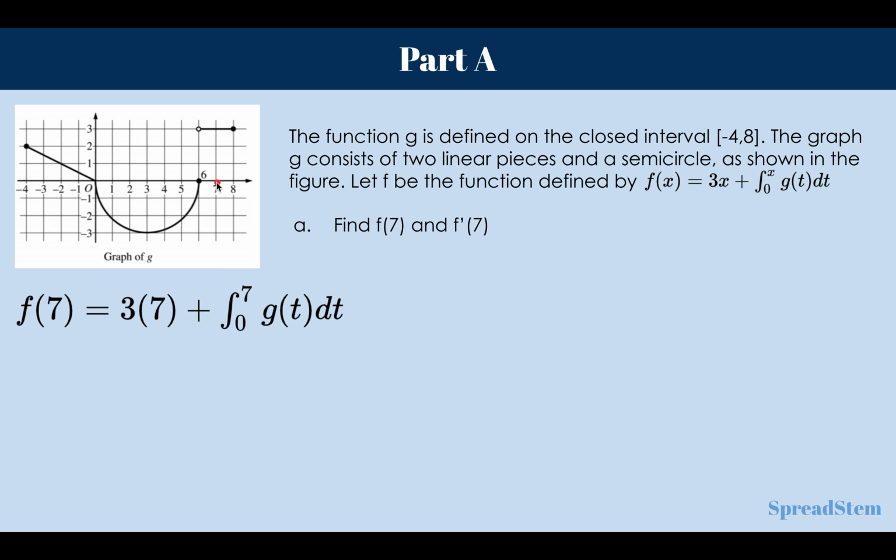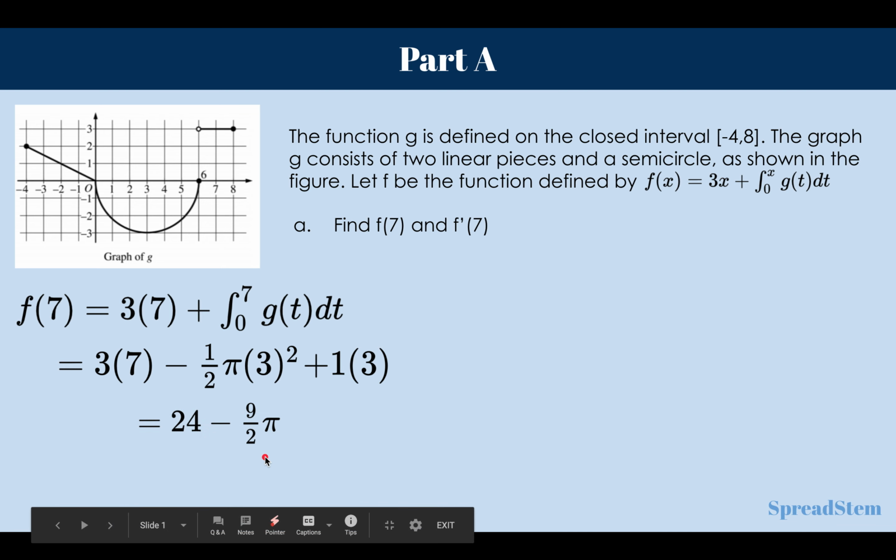Now notice that area consists of two pieces, a semicircle and this rectangle. Since this semicircle is under the x-axis, we would subtract that area, and since this rectangle is above the axis, we would add it. So f of 7 is 3 times 7 minus the area of this semicircle, which is 1/2 pi r squared, which is 3, plus the area of this rectangle, 1 times 3. When we simplify that, we see 24 minus 9 over 2 pi.